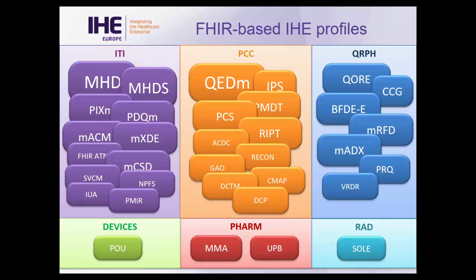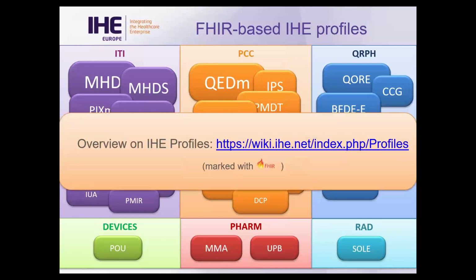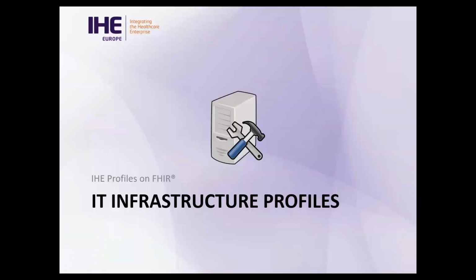And this is the bunch of profiles which you have as a headline here in acronym. You see there are quite many in those 6 domains. You can see the exact list on this link. The FHIR-based profiles in IHE are marked with the FHIR symbol. And with that slide, I would like to hand over to Charles, who is now drilling into the most important FHIR-based profiles. Thank you very much.